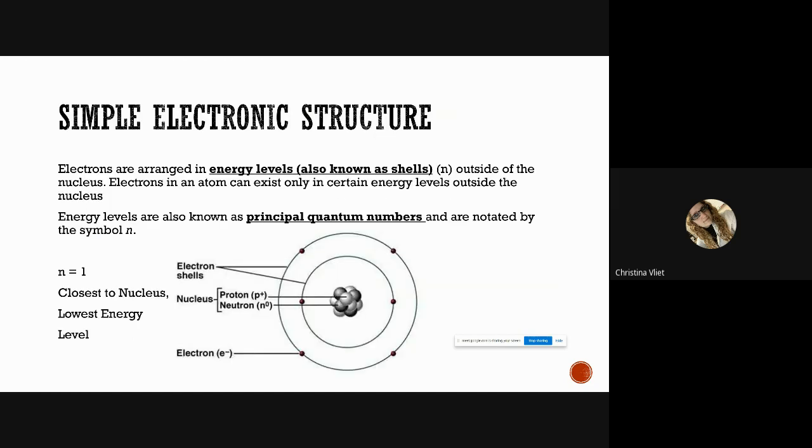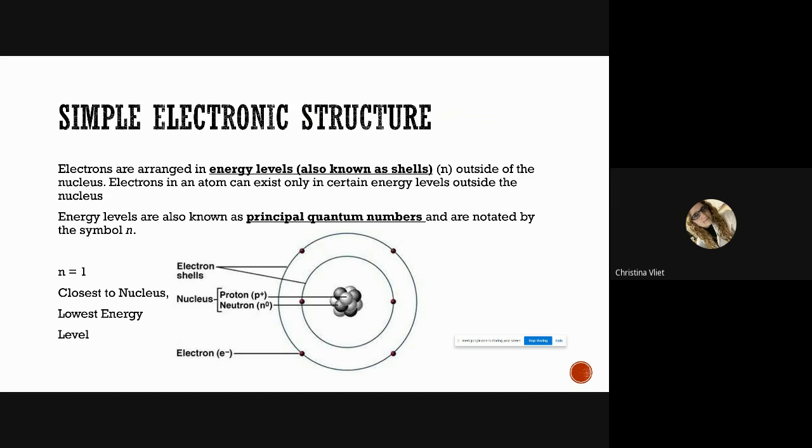So here we go. Beginning at the beginning. What we're learning today versus what we learned last class. What we learned last class, just to know what to go back to, is atomic structure. We learned that protons and neutrons are in the nucleus, where all the mass is, and that electrons are on the outside of the nucleus.